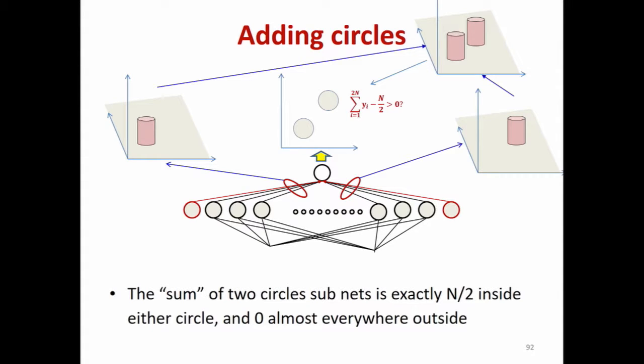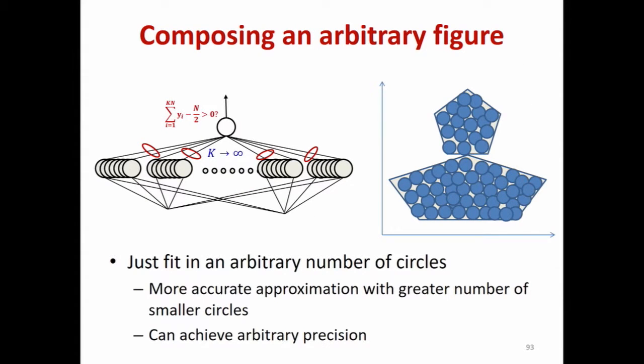And because outside the cylinder the sum was 0, I'm going to get a figure with two disconnected cylinders. If I apply a threshold of n over 2, the decision boundary is going to be two disconnected circles, because one of them constructed one cylinder, the other constructed the other cylinder, right? And so that means I can fill this guy up, right? And I can make this approximation arbitrarily precise by making those guys smaller and adding more and more of them.